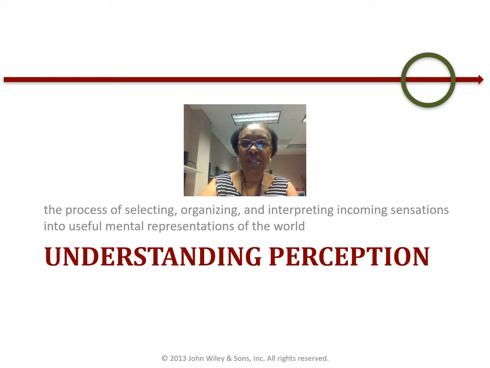Perception is the process of selecting, organizing, and interpreting incoming sensation into more useful mental representations of the world. Normally our perceptions would agree with our sensations. However, when they don't, the result is an illusion, a false or misleading impression produced by errors in the perceptual process or by actual physical distortions, such as in a desert mirage.